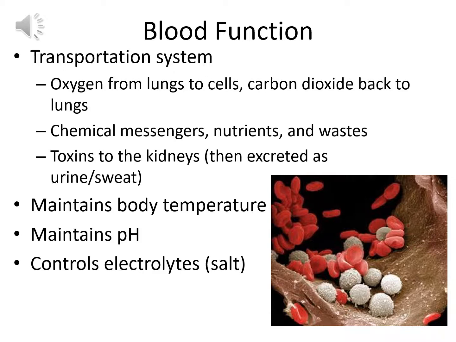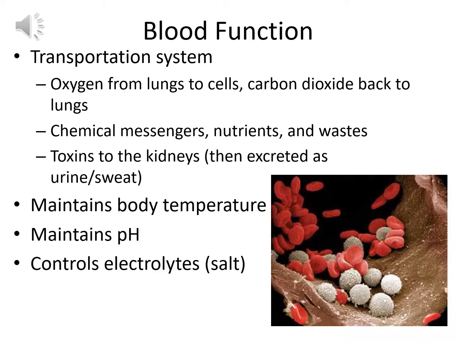Also, nutrients are carried in the blood, and in addition to the carbon dioxide, other wastes that ultimately end up in the urine, for instance, are carried through the blood. Finally, toxins go to the kidneys and then are also excreted through urine or sweat.